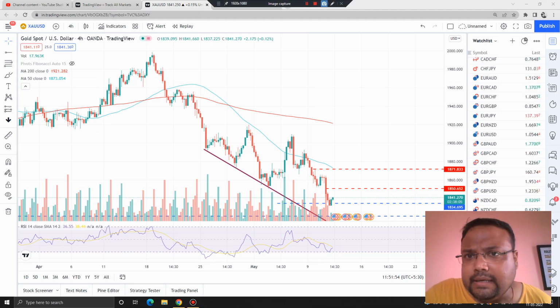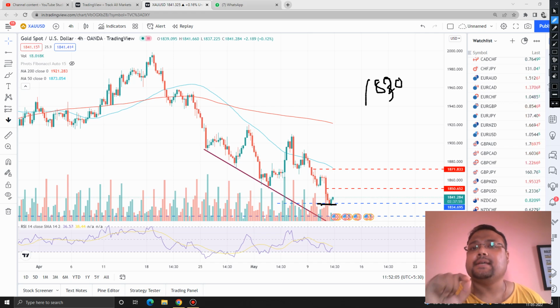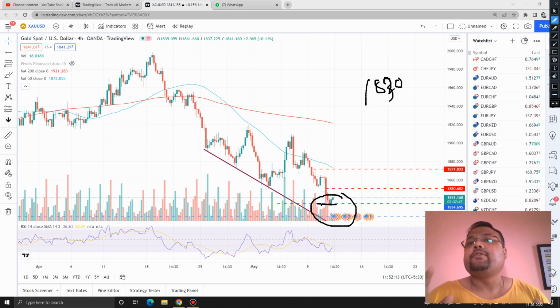In case market starts falling and breaks this level of, let's say, 1830, please do not take a sell position, because as I've already said, we do not have a clear picture right now regarding this particular level. See, a trader only trades when the opportunity is right. You don't need to trade every time. Be a trader, not a gambler. So if market breaks this level, avoid.